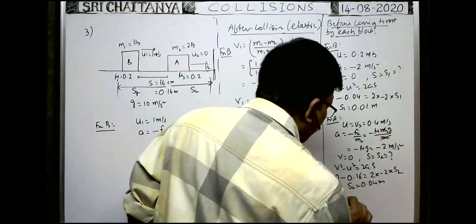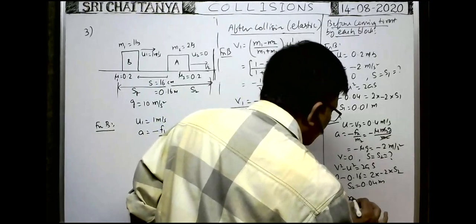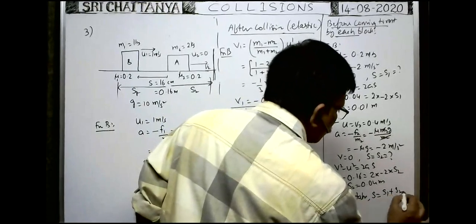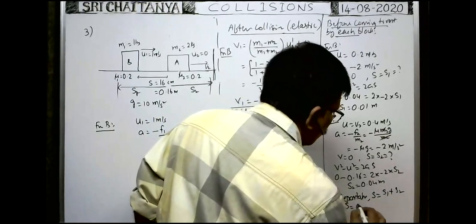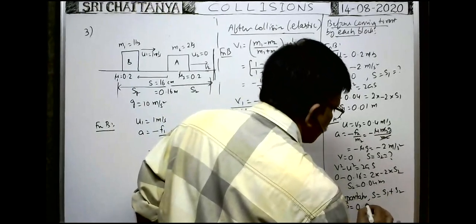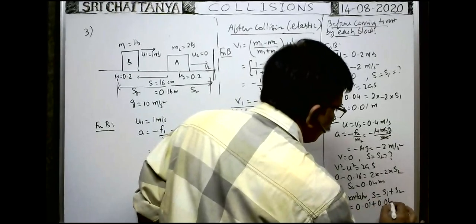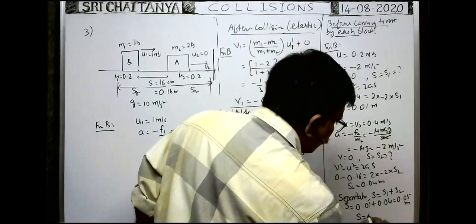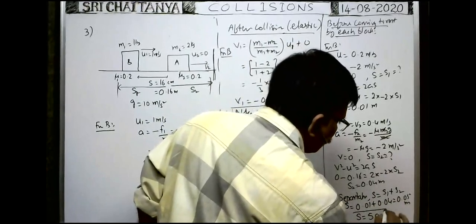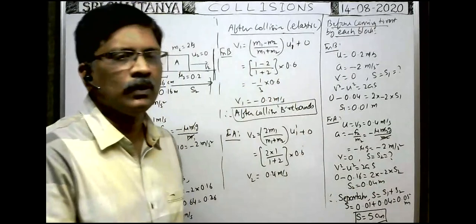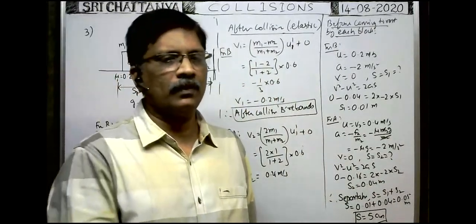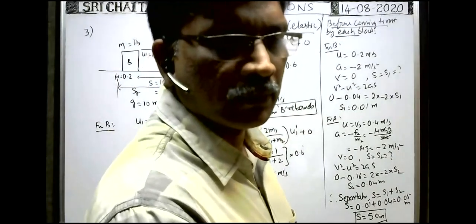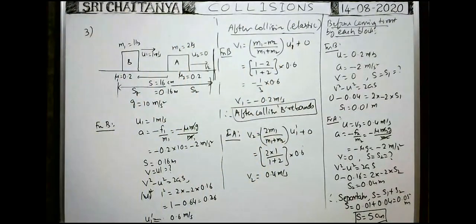Therefore, after coming to rest, the separation between the two blocks, s, is equal to s1 plus s2. So s is equal to 0.01 plus 0.04, that is equal to 0.05 meter. Therefore s is equal to 5 centimeter, multiplying by 100 centimeter. So s is equal to 5 centimeter you will get. Okay, in this way we have to do.